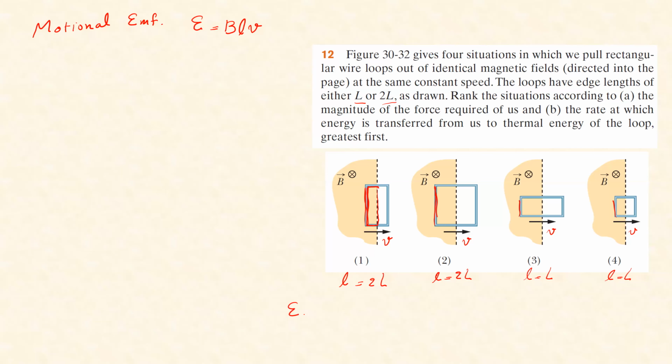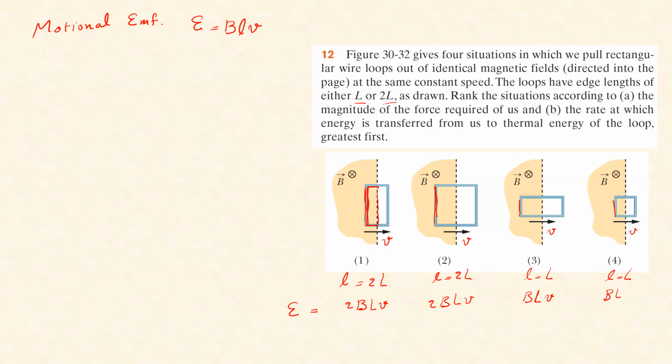So EMF of these is equal to 2BLV. This is 2BLV, and this is BLV, and this is BLV. This is EMF that is produced.